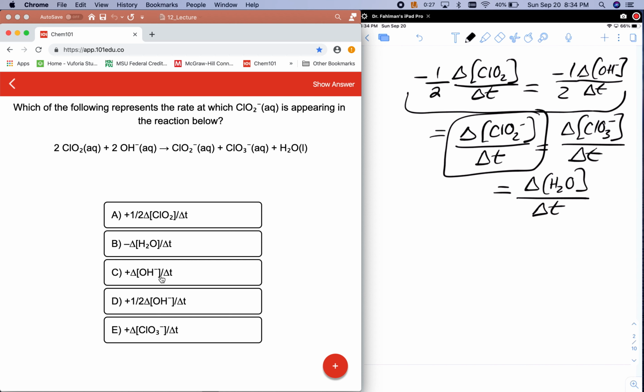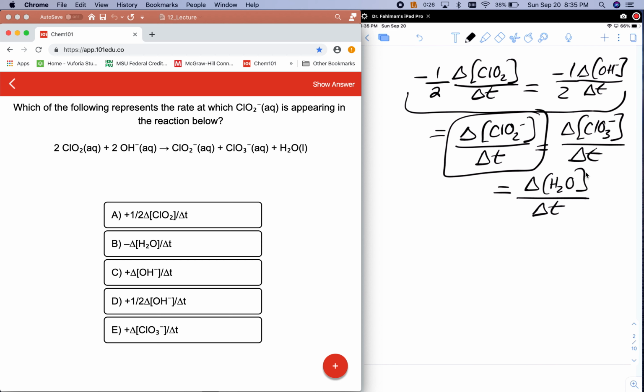This one, the positive change in OH minus. Well, that's wrong for a couple reasons, right? It should be a minus 1/2. Okay, so it should be negative, and it also should have a half in front of it. So that's really wrong. And then this one, it's closer, I guess, but it should be a negative 1/2 instead of positive 1/2. And so I guess by default, it has to be this one. Let's just confirm it's positive ClO3 that's appearing and positive ClO3. Okay, so this one would be correct because it matches this.